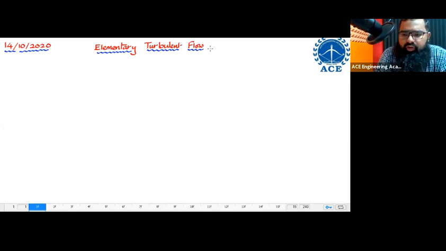Now, regarding turbulent flow, as such, turbulent flow is a very lengthy topic. But from our examination point of view, we have a very little amount of syllabus in this chapter. Most of the chapter is actually research-based, with more experimental study. But here, we are not going for all those things. From examination point of view, there are only a few formulas you are supposed to remember and some basic fundamentals of turbulent flow.